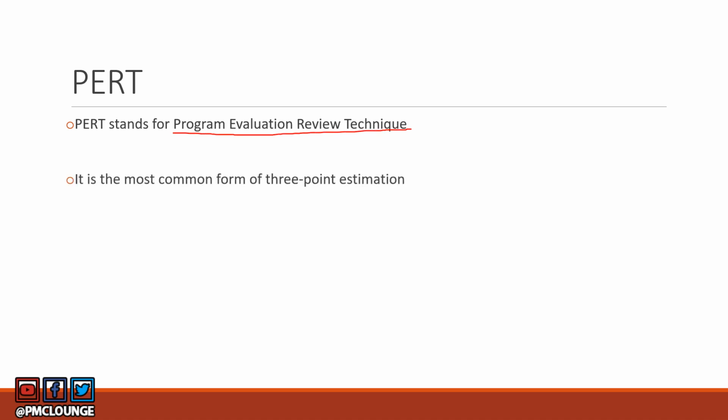All right, now let's talk about PERT. So PERT stands for Program Evaluation Review Technique. Yeah, quite a mouthful there. Now it is the most common form of three-point estimation. So this is something important. This is the reason why I clubbed three-point estimates and PERT in the same video, because PERT is actually a form of three-point estimation. This is most common, and this is again nothing different from three-point estimation.